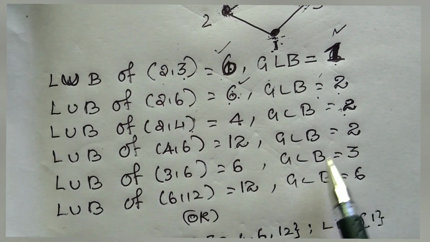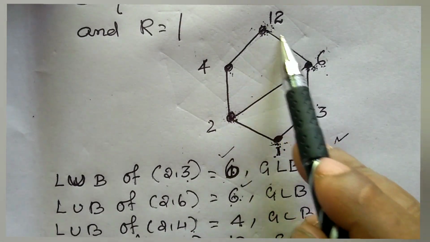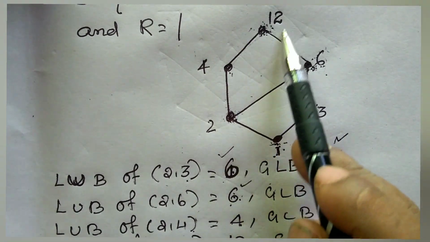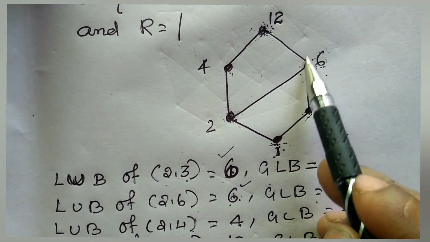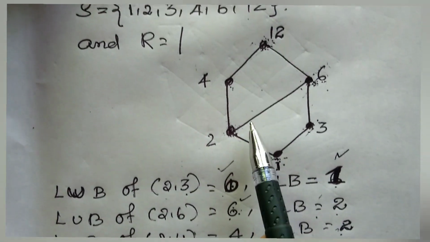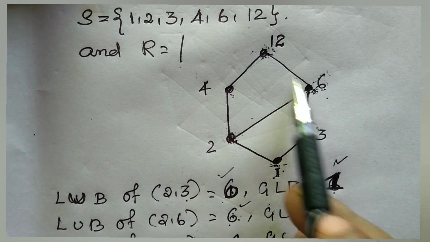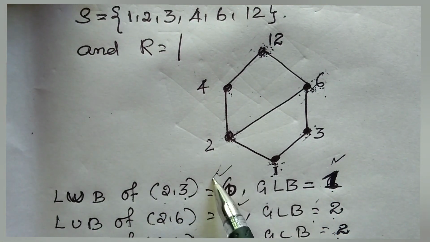One more, we take 6 and 12. What is the answer for 6 and 12? There is a direct connection. So the LUB is 12 and the GLB is the lower value, that is 6. One more condition, if there is no direct link, we take the top value and the lower value.